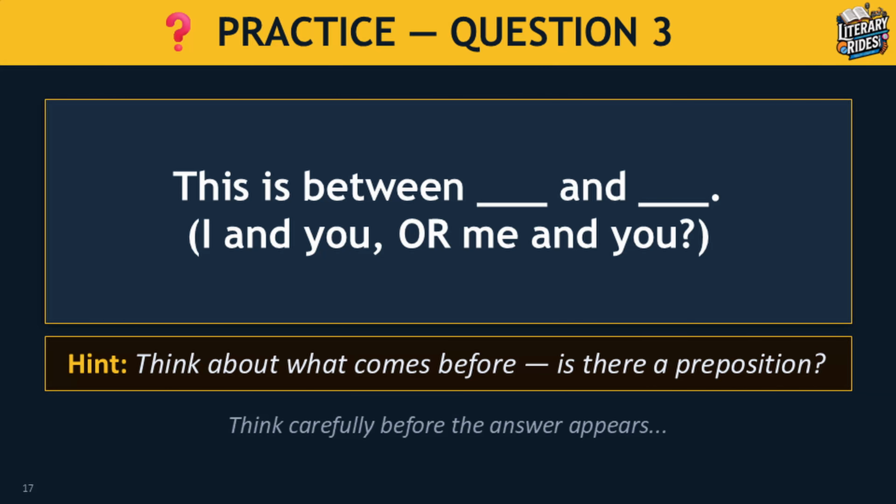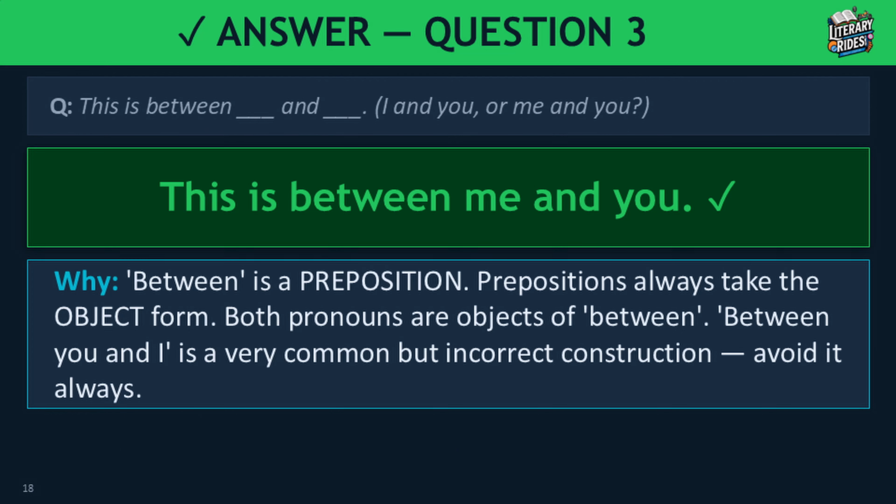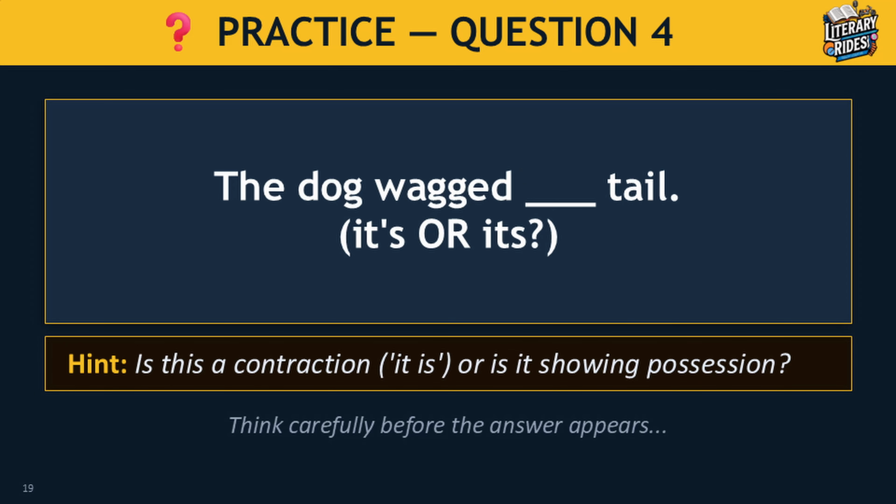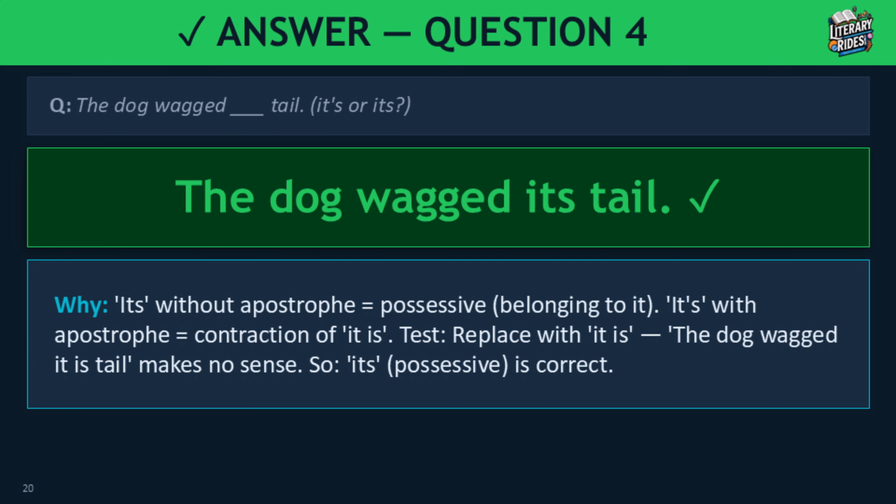Question number 3. This is between blank and blank. I and you or me and you? Pause. Answer is me and you. Between is a preposition. Both pronouns take the object form. Question number 4. The dog wagged blank tail. It's or its? Pause. Answer is its. No apostrophe. This is possession, not a contraction.